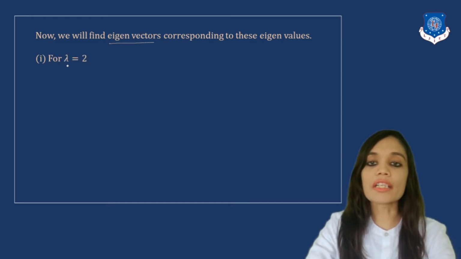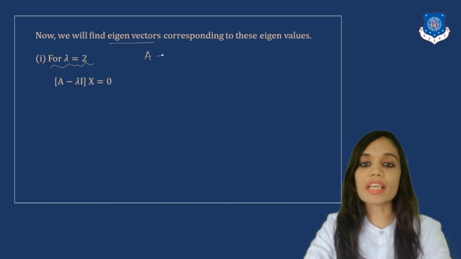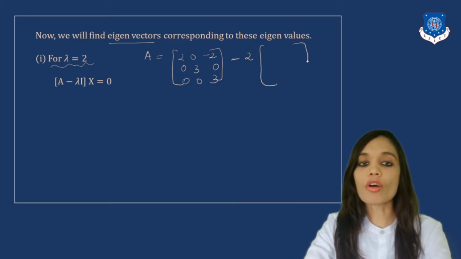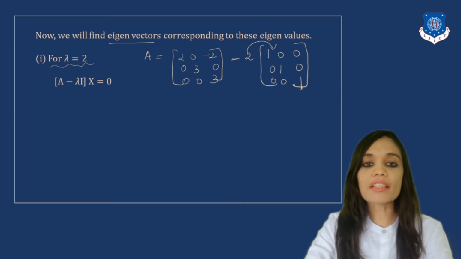So firstly let us find the eigenvectors for lambda equal to 2 using the equation (A minus lambda I)x equals to 0. Now we know that our matrix A is given as 2, 0, minus 2, 0, 3, 0 and 0, 0, 3, right? So now we have to subtract 2 times I from A, where our I is given by 1, 0, 0, 0, 1, 0, 0, 0, 1, right? When you multiply these, you will get 2, 2 and 2 over here. Now let us subtract these two matrices.